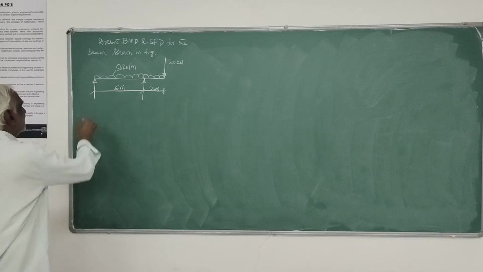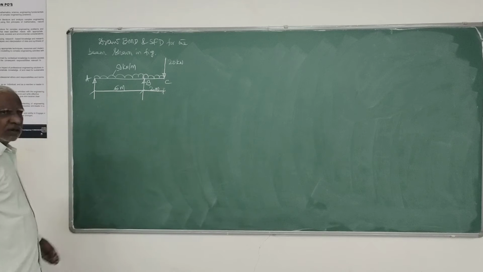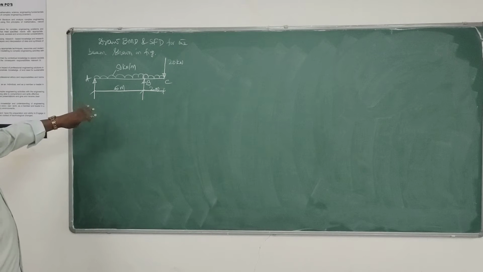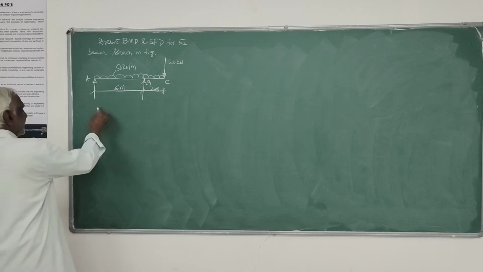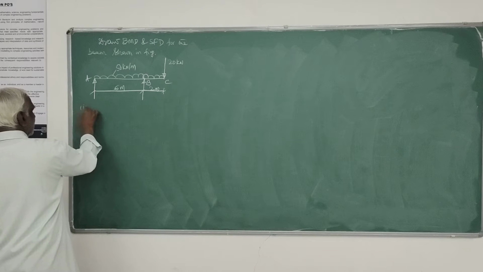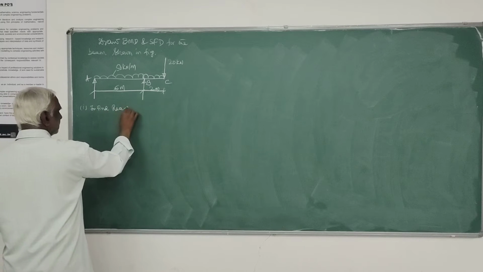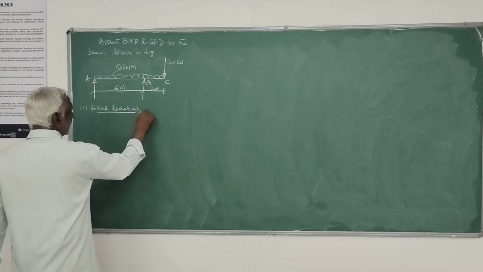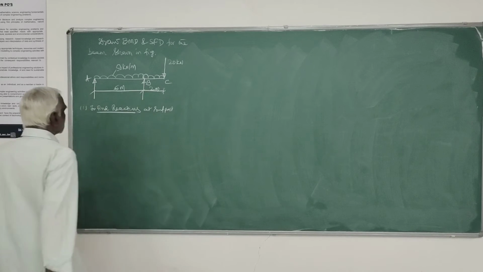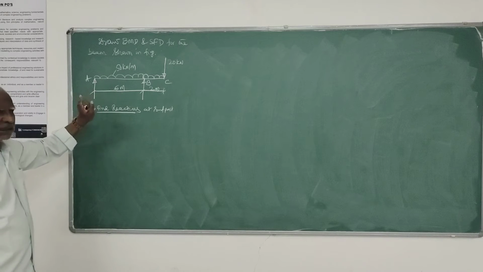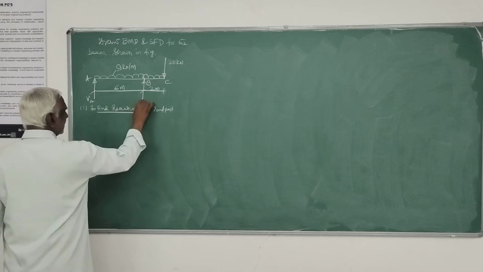So let us take this last example. Either overhang towards left or right, it doesn't make any difference. So I have to first find the reactions at support. Here I have taken only a prop, so only vertical reaction. So this is one vertical reaction.